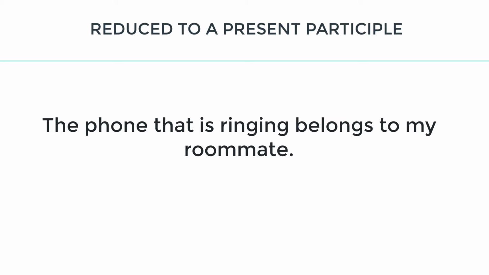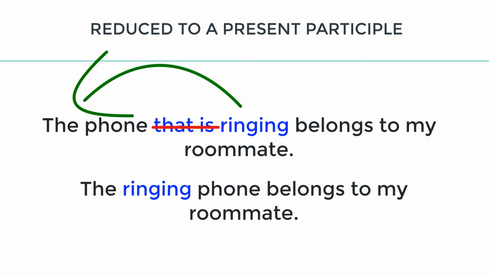Now let's look at an example of the adjective clause reduced to a present participle. The phone that is ringing belongs to my roommate. In this example, the adjective clause is that is ringing. We can remove that and is, and we are left with ringing. But we don't say the phone ringing belongs to my roommate. We place the present participle, ringing, before the noun, phone, and now we have an adjective. The ringing phone belongs to my roommate.